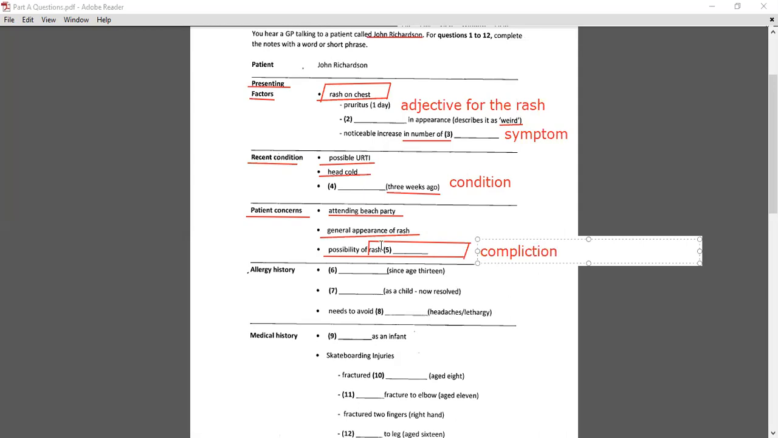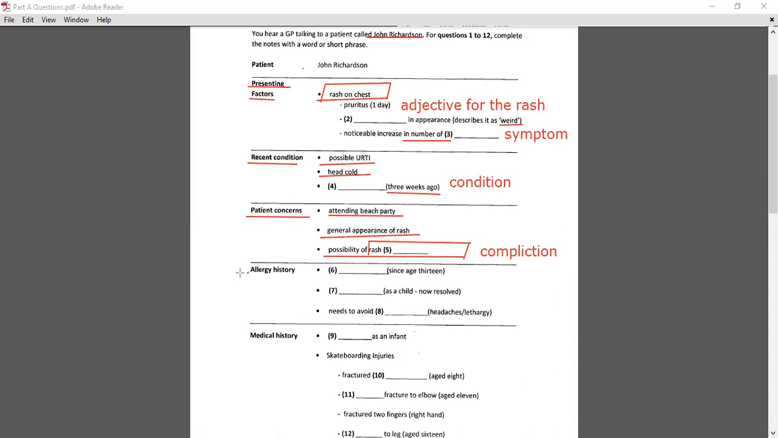that we are looking for, and half the phrase is already given, possibility of rash next. So here it is going to be a verb, what would happen with the rash. It could be the rash worsening, it could be the rash spreading to the other body parts. So what would happen with the rash? That's something which you have to look for.